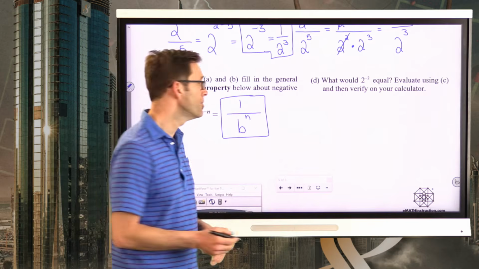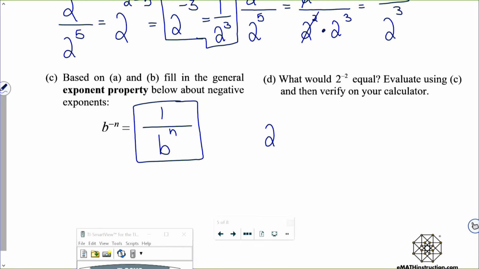All right, well, here we go, right? According to this exponent law, 2 to the minus 2 will be 1 over 2 to the second, and of course we know that 2 to the second is 4, so it should be 1/4.